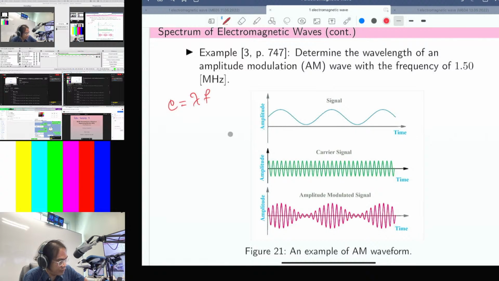How does the AM work? If this is the signal you want to transmit, let's say it's information bit 1 or bit 0, or whatever kind of information you want to transmit, it may also be a part of an image or video or something like that. And here you have a carrier signal.